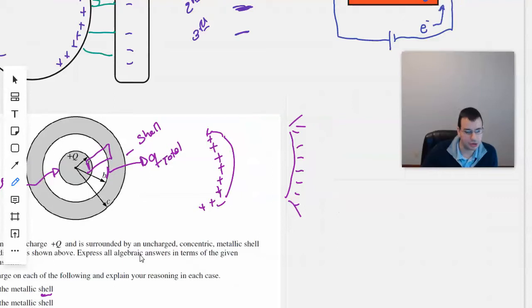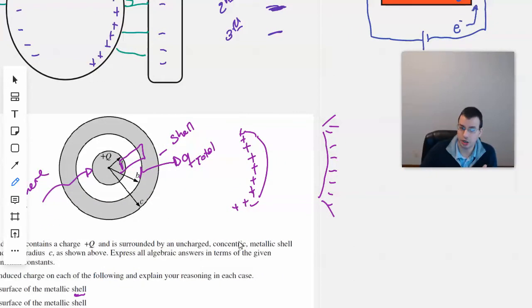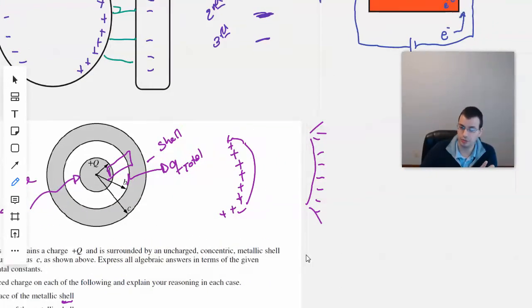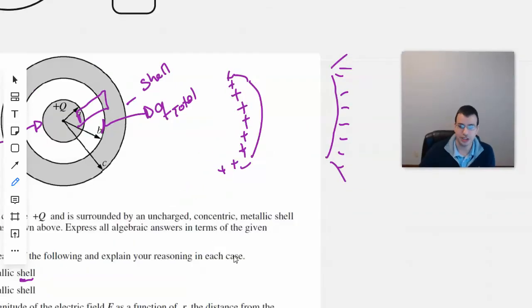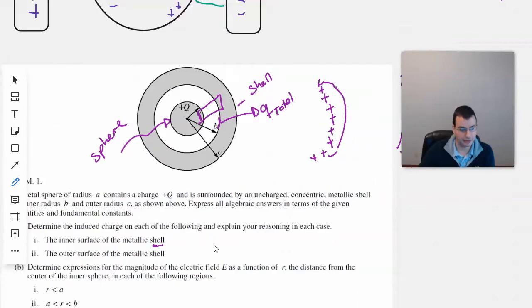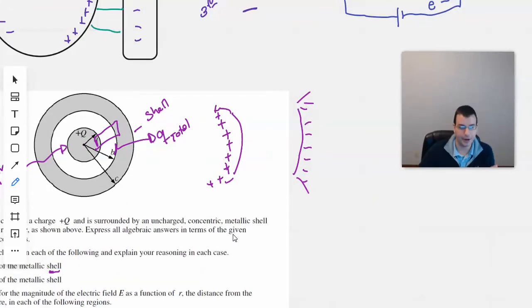Now the metal shell on the outside is surrounded by an uncharged. So there's no net charge on the outer shell. So what we're going to have here is all the positive charge on the inner sphere are going to attract the negative charges on the outer sphere. And then the question is, how? So we're pretty sure it's going to be negative. So the induced charge on the inner shell, pretty sure it's going to be negative. We want to know how much.